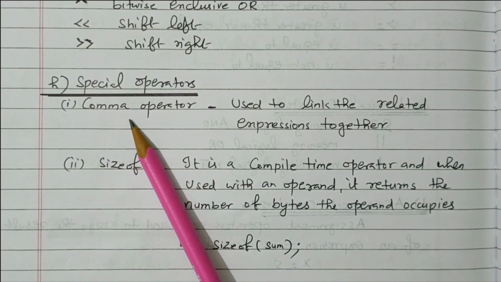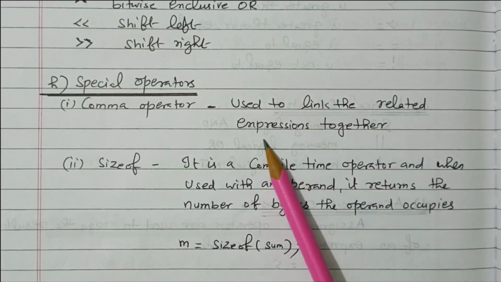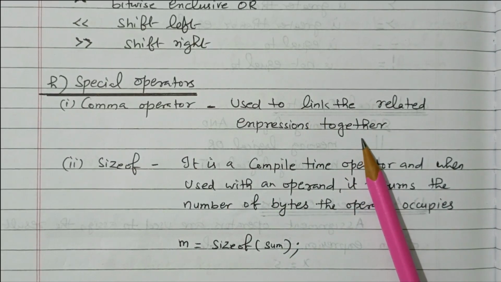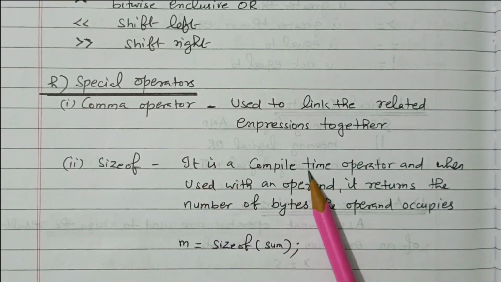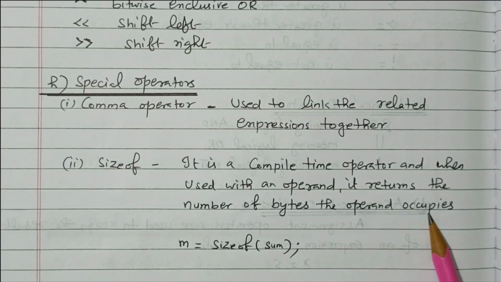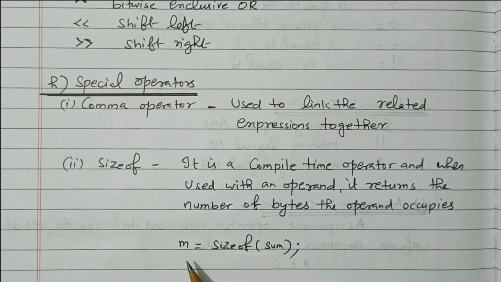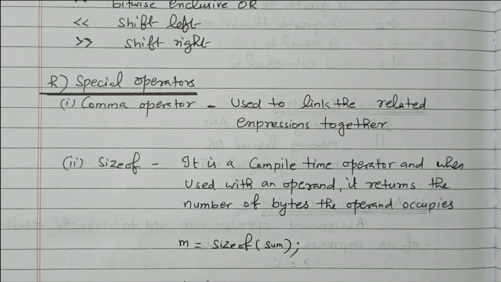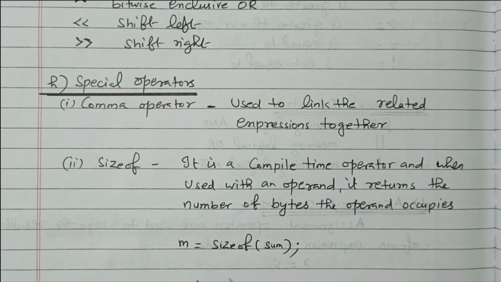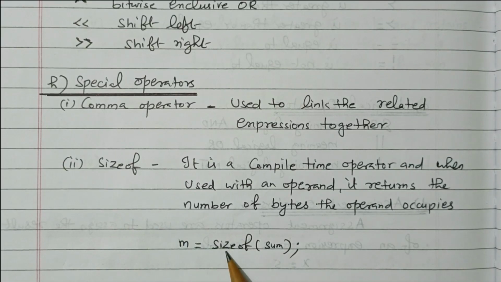So first, the comma operator is used to link related expressions together. Suppose two variables are there, a comma b. That means a is one variable, b is another variable. Then sizeof. It is a compile time operator, and when it is used with an operand, it will return the number of bytes the operand occupies. So it will give the size of that variable. m equal to sizeof sum means the bytes occupied by sum will be stored in m, right? So the special operators we have are the comma operator, to separate a comma b comma c, which means a is one variable, b is another variable, c is another variable. And the sizeof operator gives the size in terms of bytes.